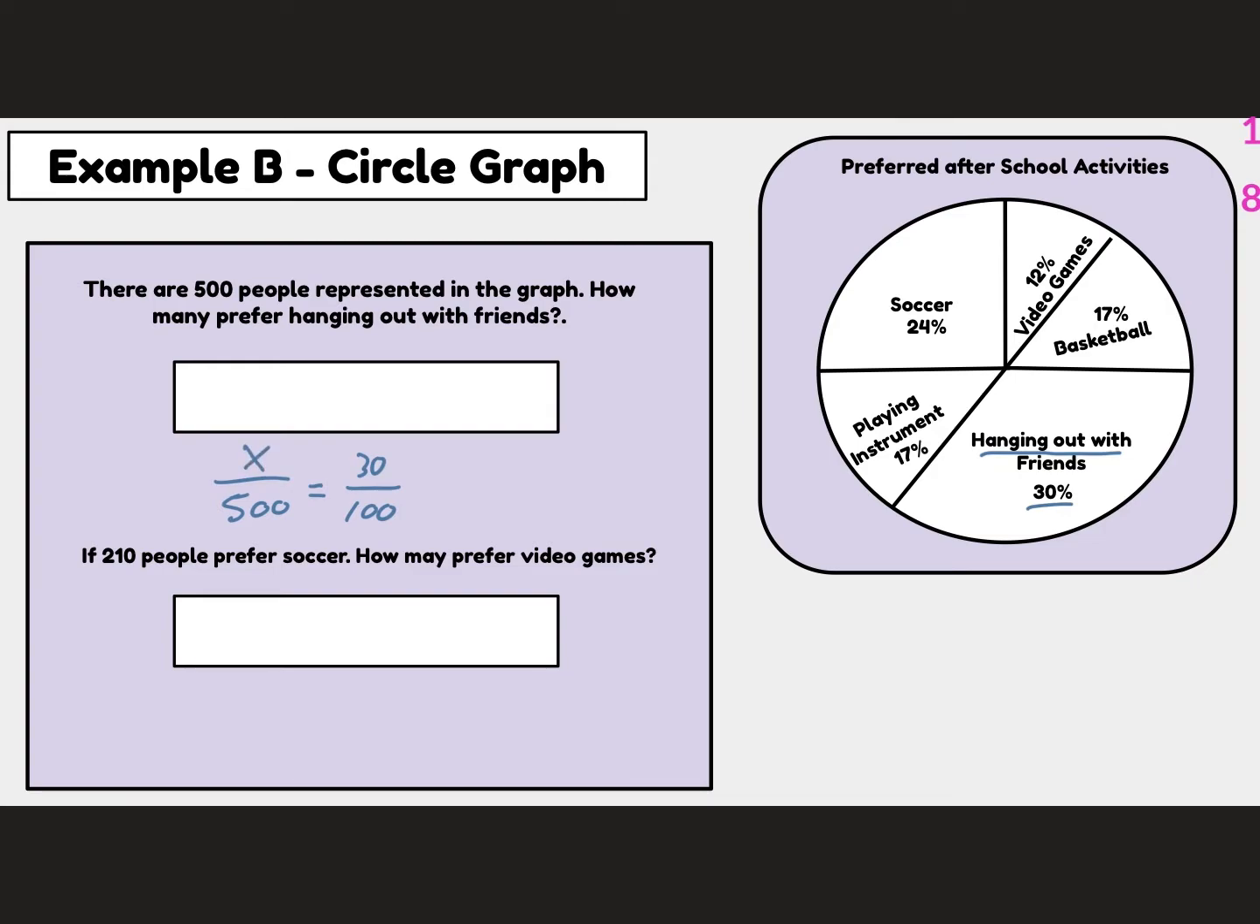So now I need to solve my proportion, and I'm going to start by doing some cross multiplication. So x times 100 is going to be 100x. 30 times 500 is going to be 15,000, so 15 with 3 zeros afterneath.